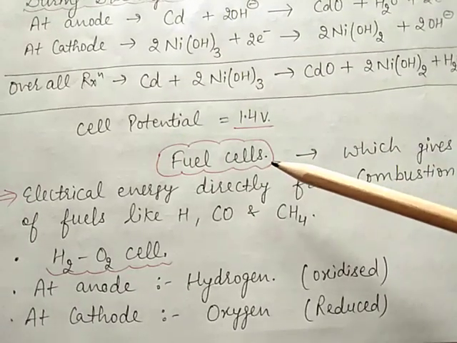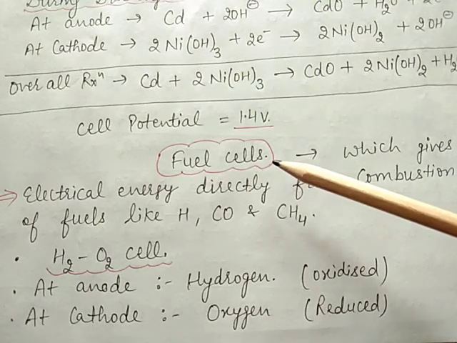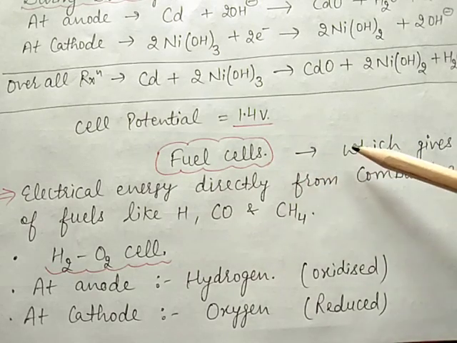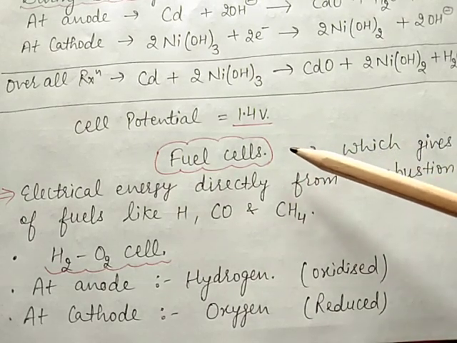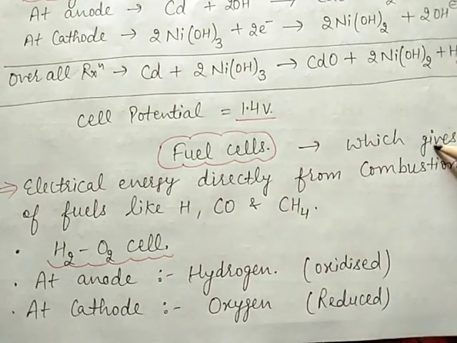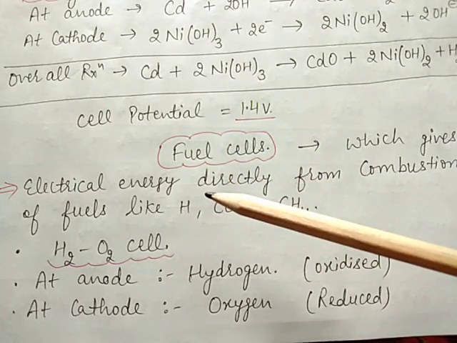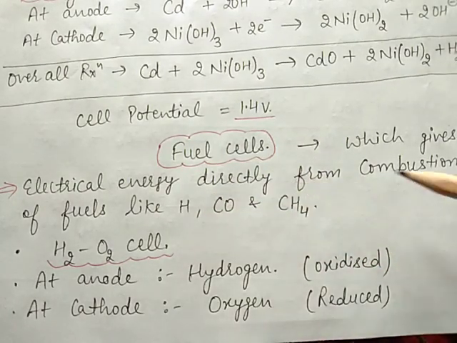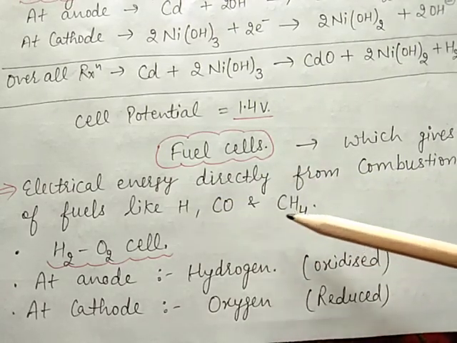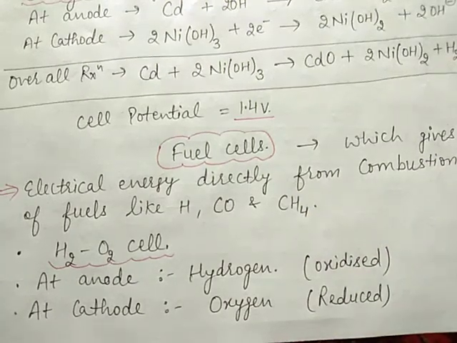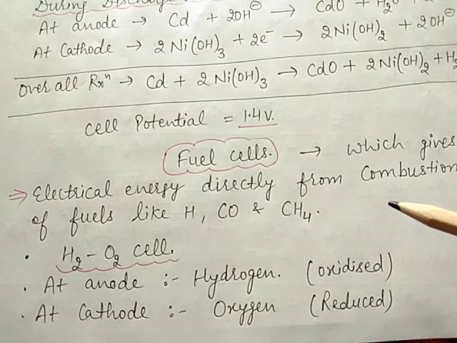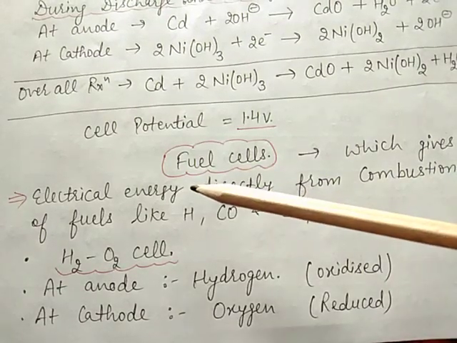Now the next topic is the fuel cell. A fuel cell is a voltaic cell in which the reactants are continuously supplied to the electrodes and they convert the energy from the combustion of fuels like hydrogen, carbon monoxide and methane. It means the energy released from the combustion of fuels is converted into electrical energy.